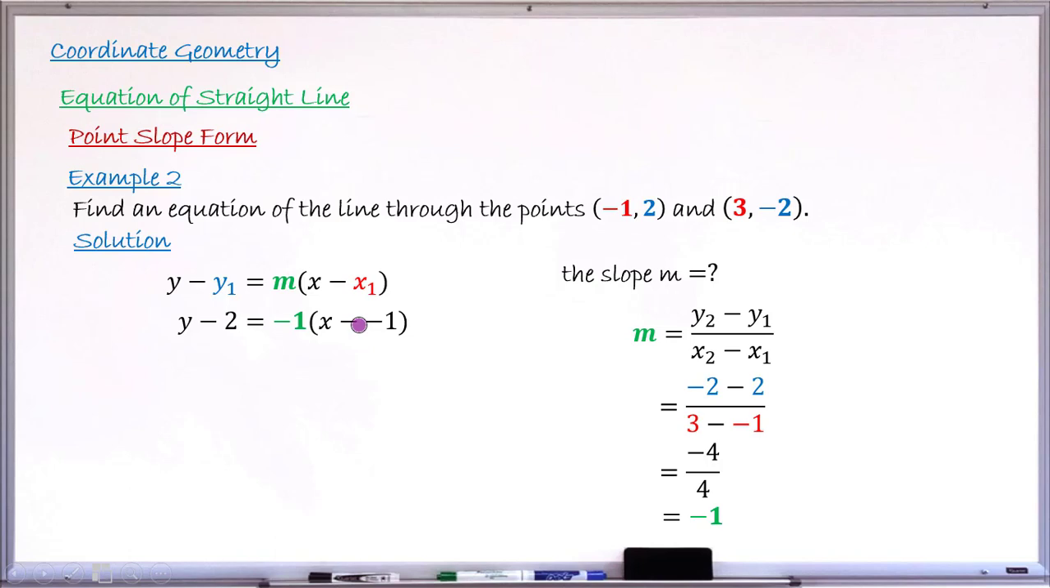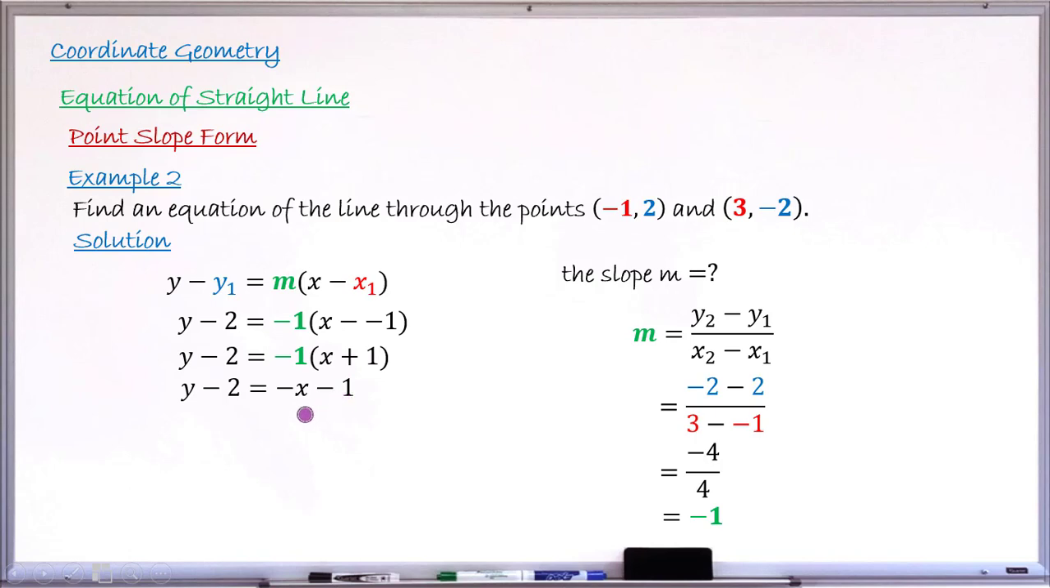The minus will now change it to plus. So there you now have y minus 2 equals minus 1 into x plus 1. The plus 1 is the result of this minus 1. So I'll now expand this bracket by multiplying this minus 1 by everything that is inside. There you now have y minus 2 equals minus x minus 1. It is minus 1 times x that gives you this minus x, and minus 1 times positive 1 that gives you this minus 1.